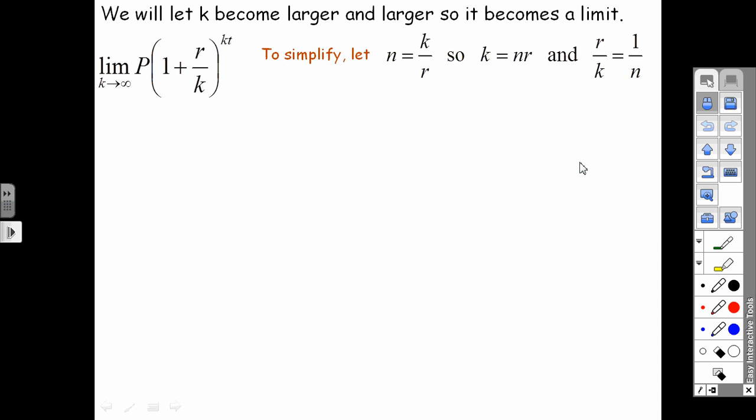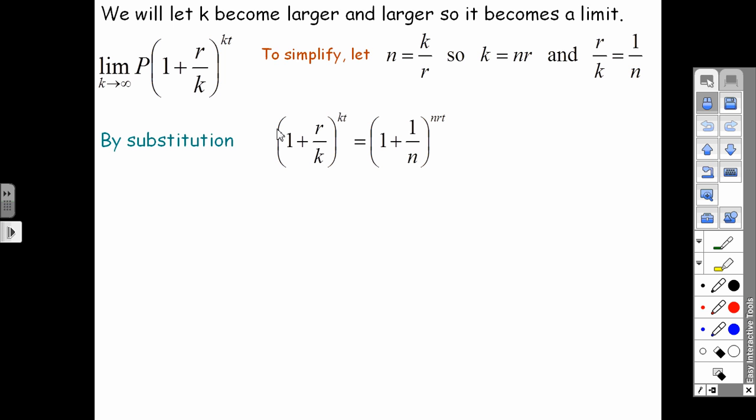Okay, so maybe you kind of see where I'm going with this, but I'm going to use these two equations that I just came up with, and I'm going to plug them in over here. So where I see r over k, I'm going to replace that with 1 over n. And where I see k up here, I'm going to replace that with n times r. Okay, I know, I'm confusing you. Just bear with me, you'll see what's going to happen.